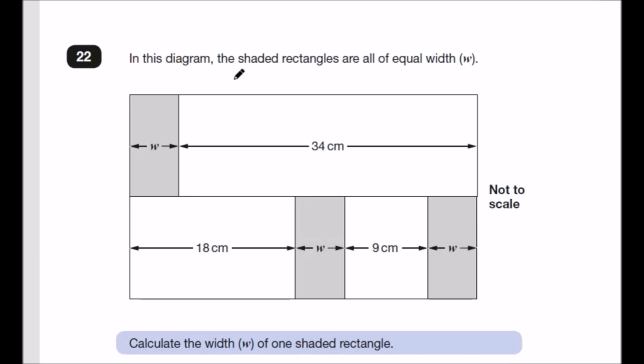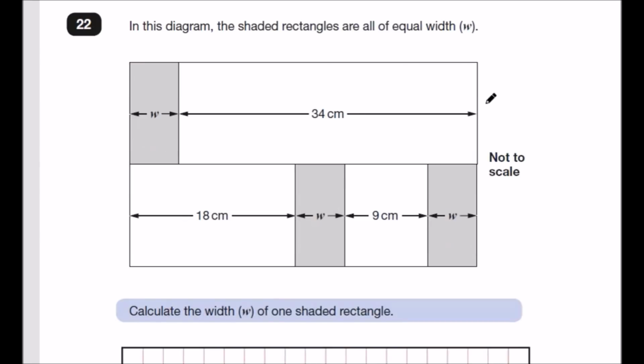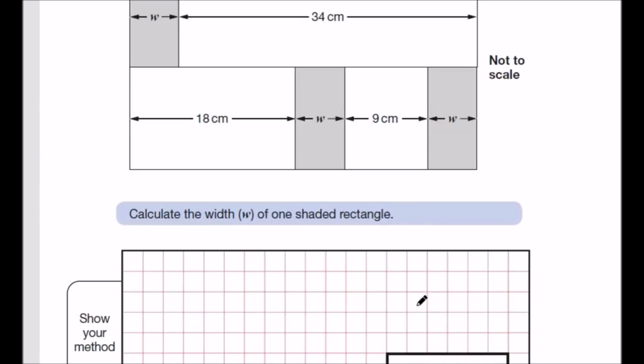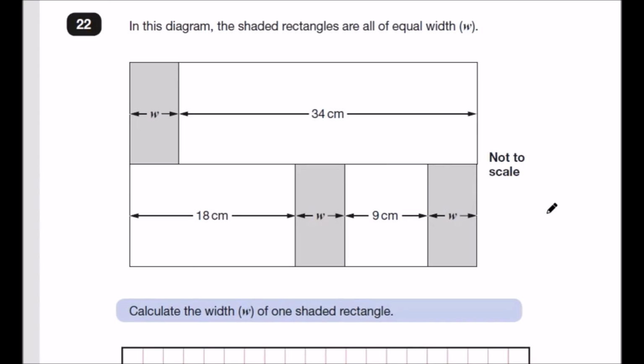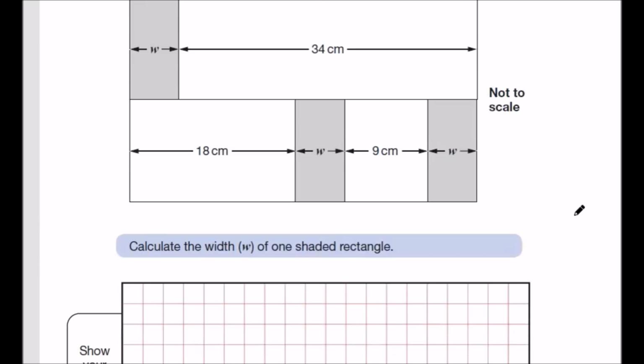So question 22. In this diagram, the shaded rectangles are all of equal width W. Calculate the width W of one shaded rectangle. So let's think about it. This is telling us that W plus 34 is equal to 18 plus W plus 9 plus another W. So we can make an equation. W plus 34 must be equal to, what do we have at the bottom? We've got 18 and 9 make 27. W and W make 2W. So this is equal to 27 plus 2W.